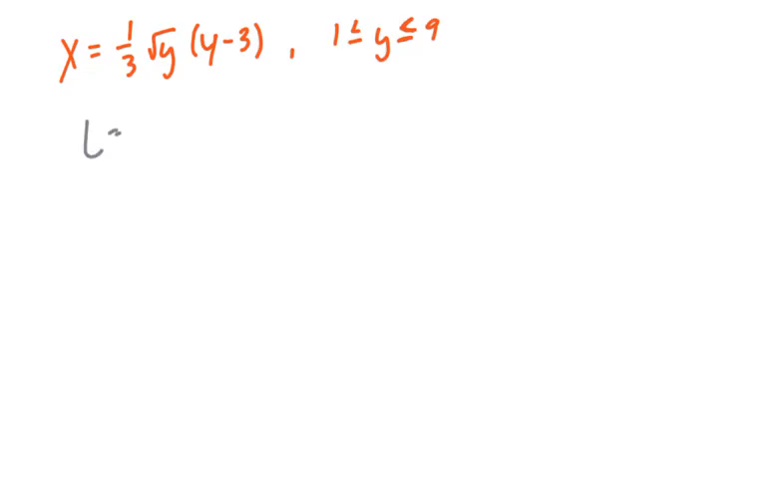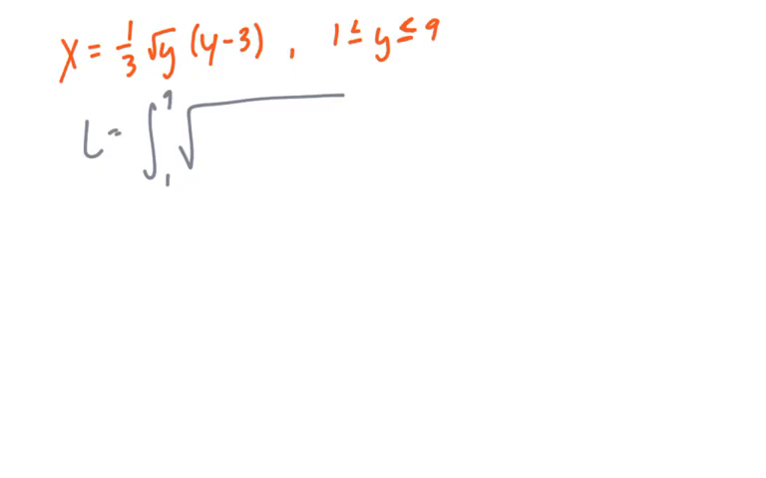The problem here says x equals 1/3 times the square root of y times y minus 3, and y is between 1 and 9. Now, as you can see, that's not something we solve for y equals. So we're going to figure our arc length in terms of x. So we're going to say L equals the integration from 1 to 9.